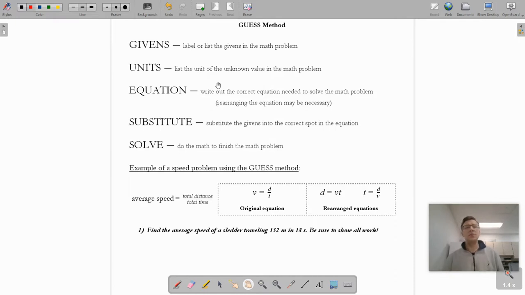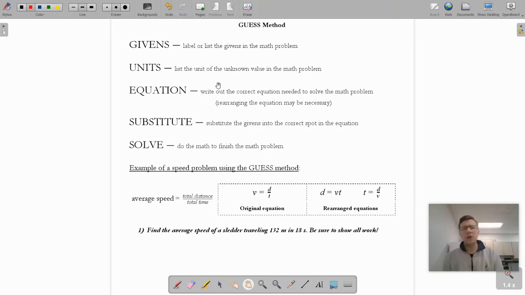So the first step, the givens, is to write out the things that the problem has given to you, the things that you know. If you look at number one here at the bottom of the page, it says find the average speed of a sledder traveling 132 meters. Well, it gave me something right there. It told me a distance of 132 meters, so I would write that down. And then it says that happens in 18 seconds. So again, it's given me the time of 18 seconds. And then it's also told me to find the average speed, so I would also write down that we're solving for the speed. So I might write V equals question mark.